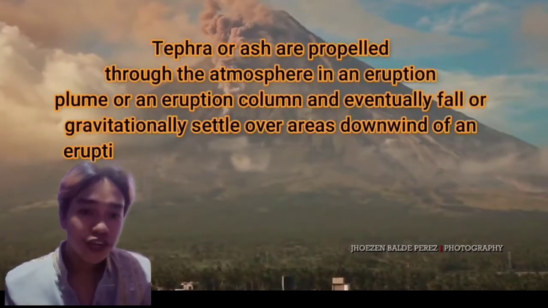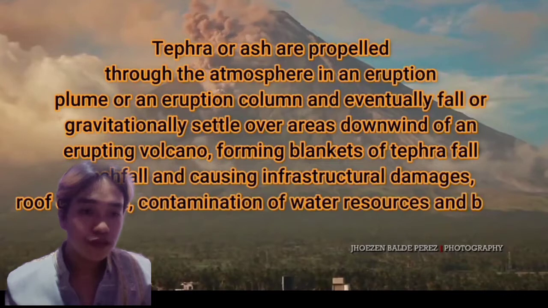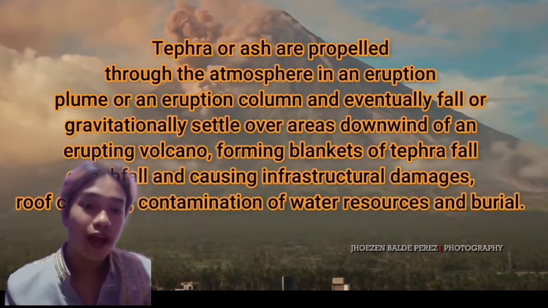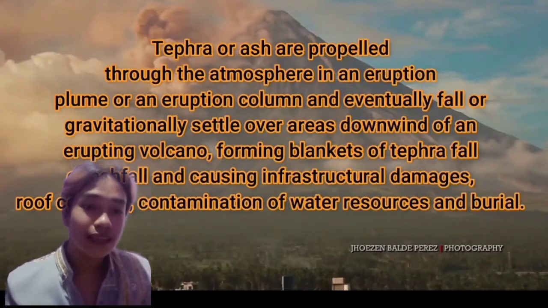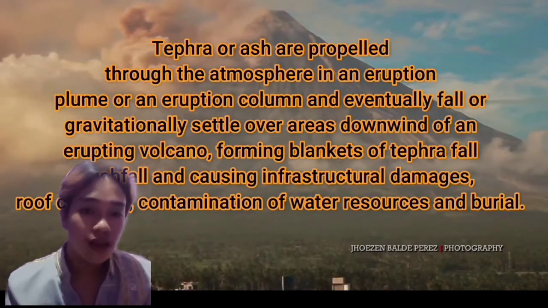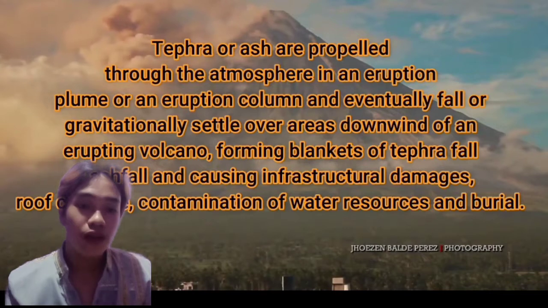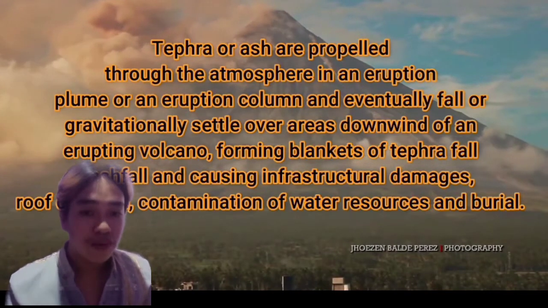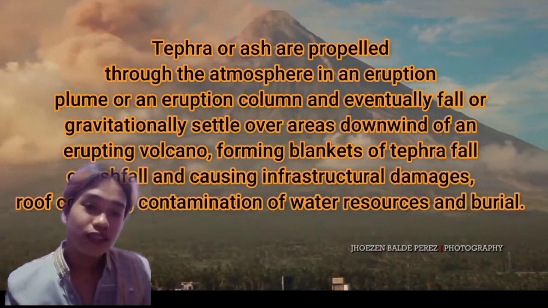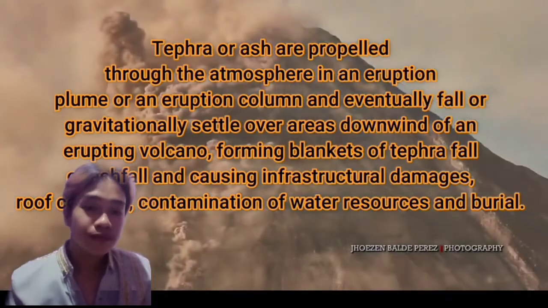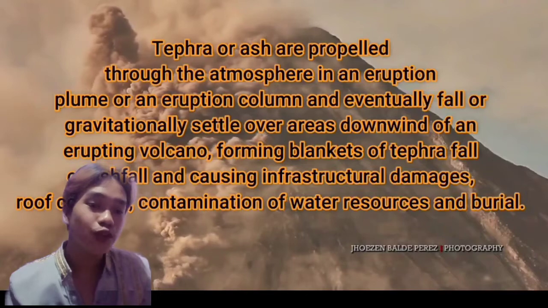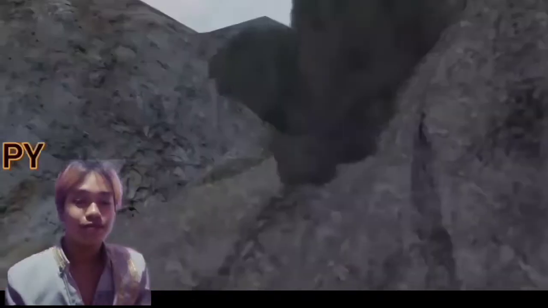Tephra or ash are lifted through the atmosphere in an eruption plume or an eruption column and eventually fall or gradually settle over areas downwind of an erupting volcano, forming blankets of tephra fall or ash fall and causing structural damage, roof collapse, contamination of water sources, and burial.